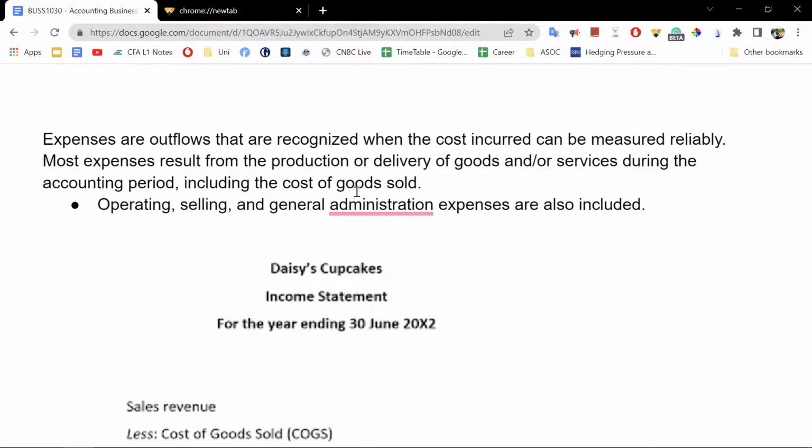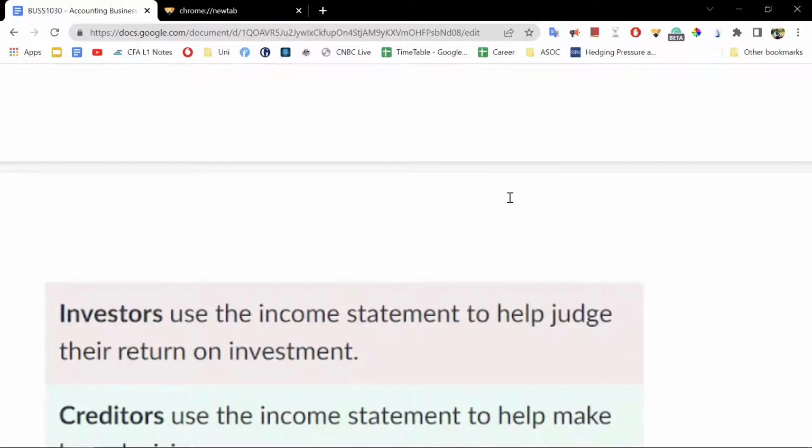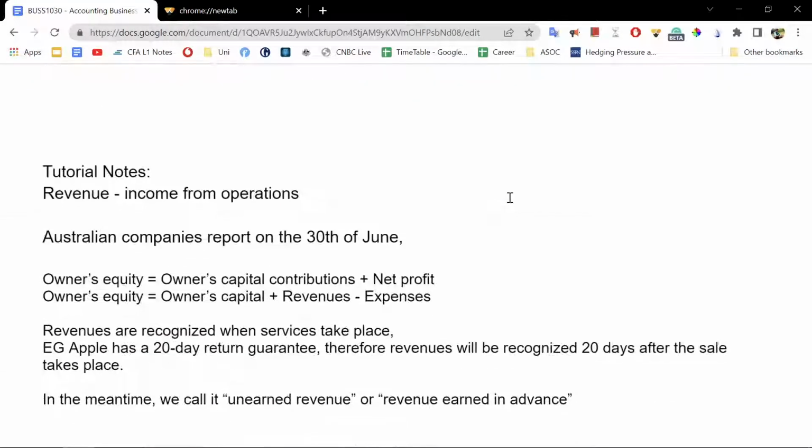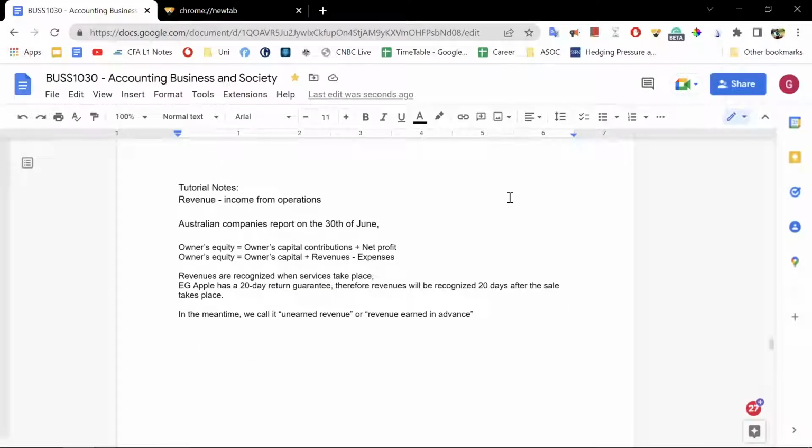Expenses, general administrative expenses. Expenses are outflows recognized when the cost is incurred and can be measured reliably. Most expenses result from the production or delivery of goods and or services during the accounting period, including the cost of goods sold. Operating, selling, and general administrative expenses are also included. Okay. So we talked about this. All right, owner's equity, some notes about that as well.